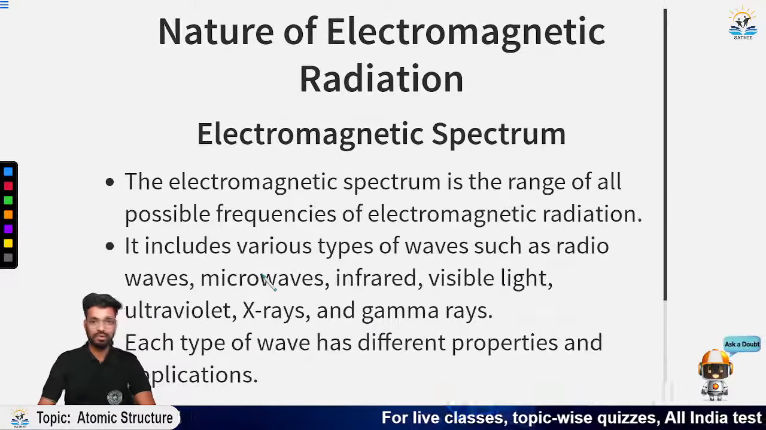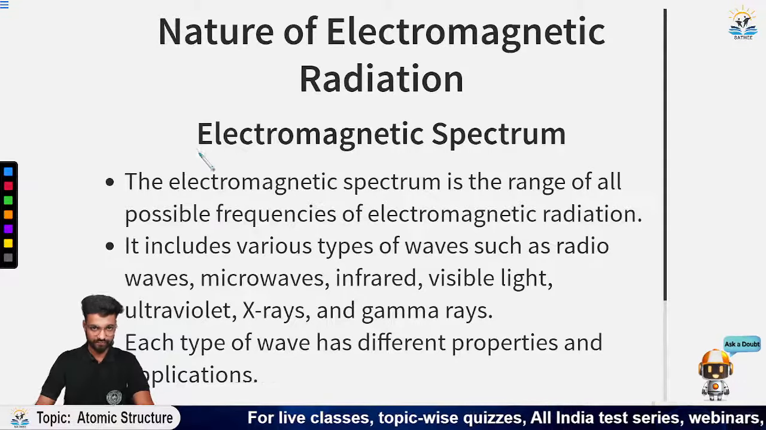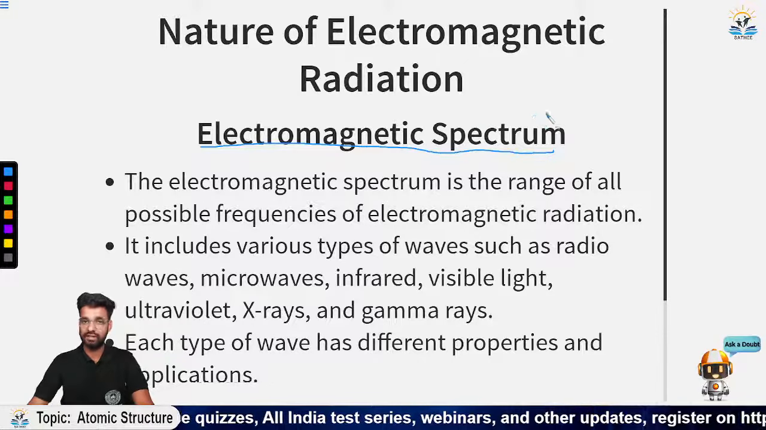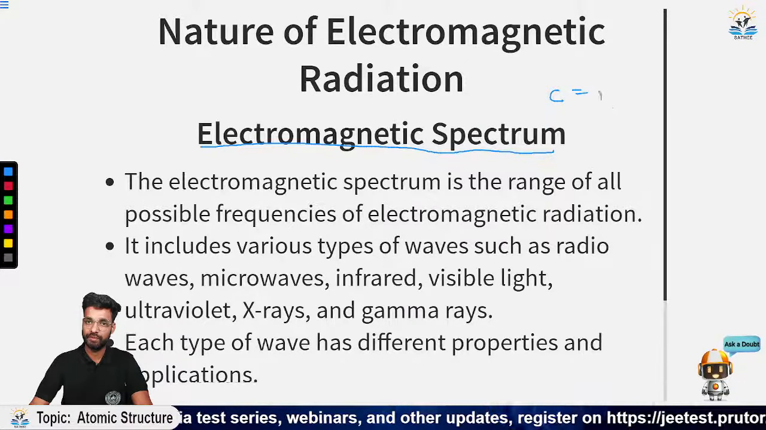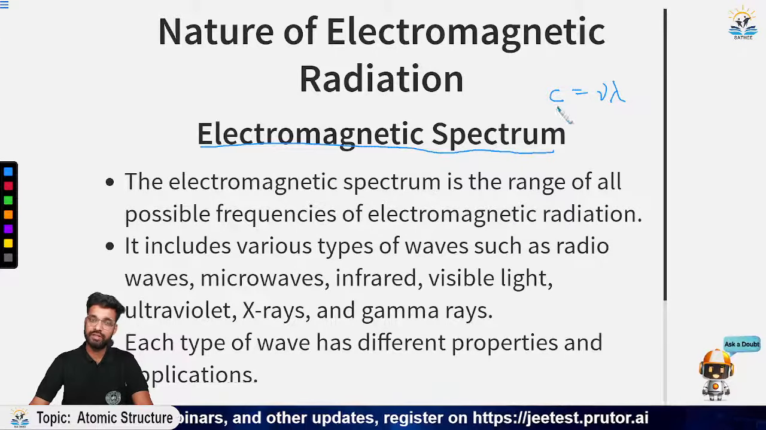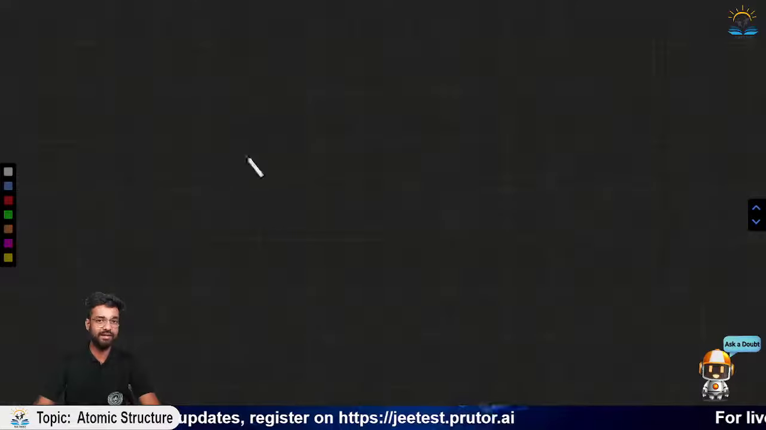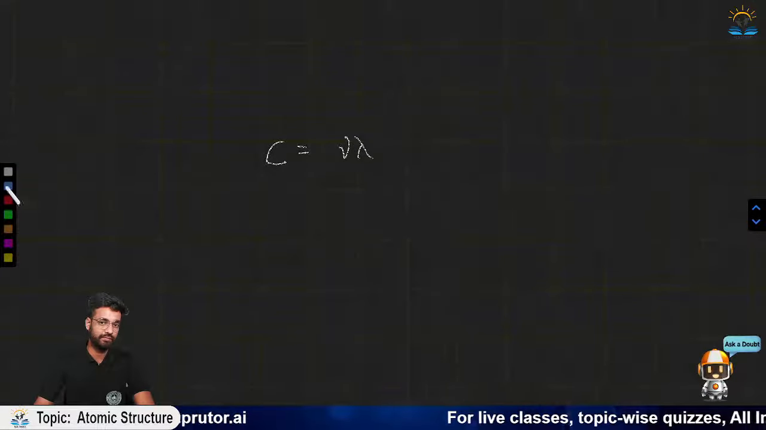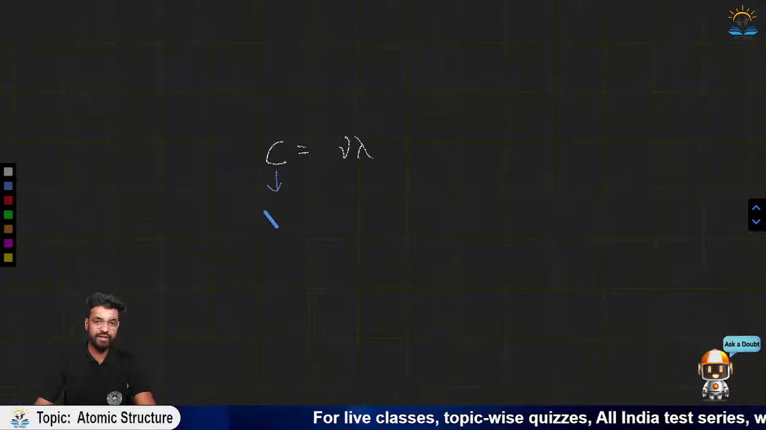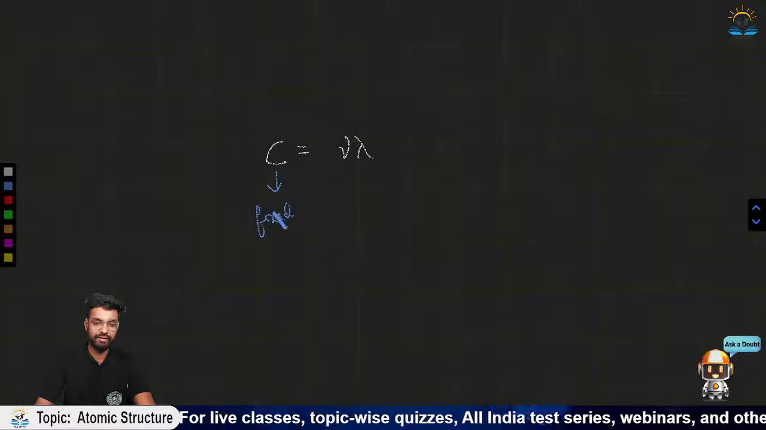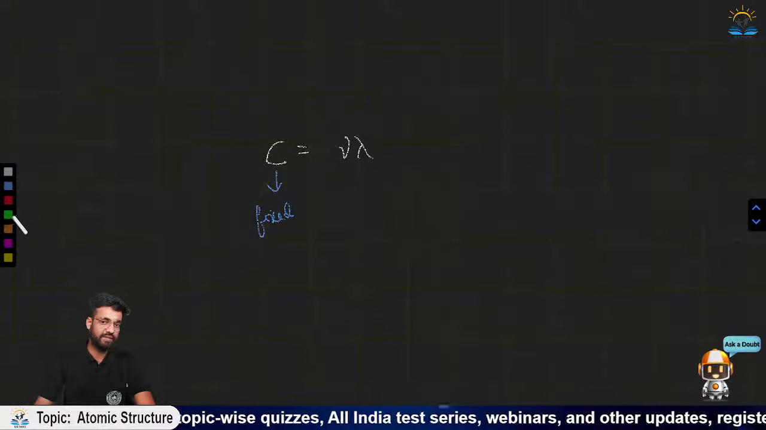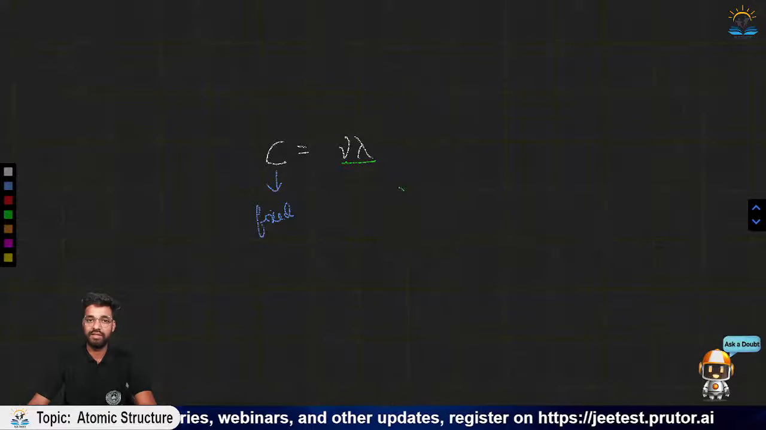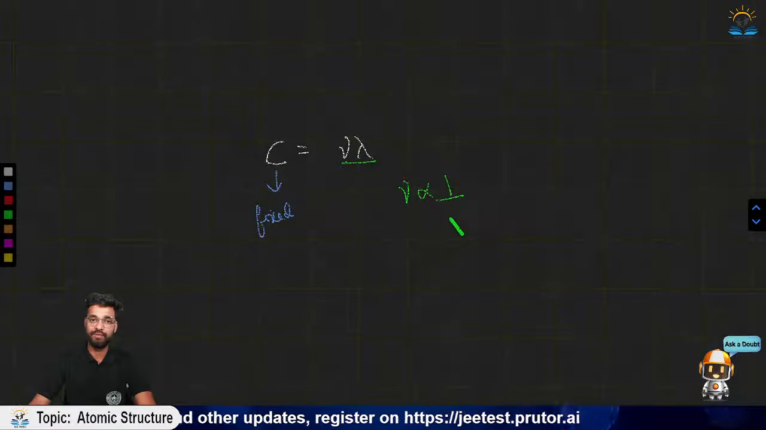Now, what is the electromagnetic spectrum? We know that the speed of light is fixed, that c is equal to nu lambda. This c, the speed of light or the speed of the electromagnetic radiation, is fixed. But nu and lambda vary with each other. That is, nu is inversely proportional to lambda.